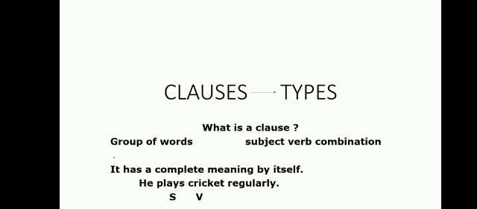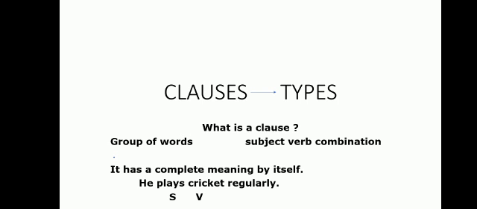Students, both phrases and clauses are groups of words, but the difference lies in the subject-verb combination. Phrases don't have a finite verb in them. The finite verb I have already discussed with you, that is limited by the tenses, and phrases don't have that. Whereas clauses have a finite verb in them. They do have the subject-verb combination, and they give you complete sense, complete meaning of their own.